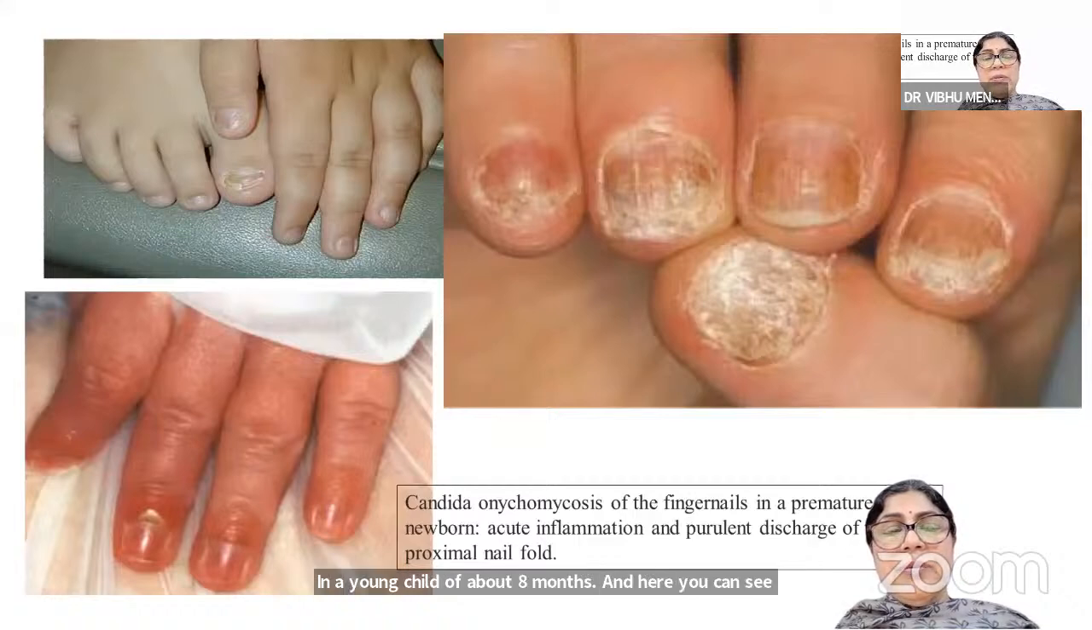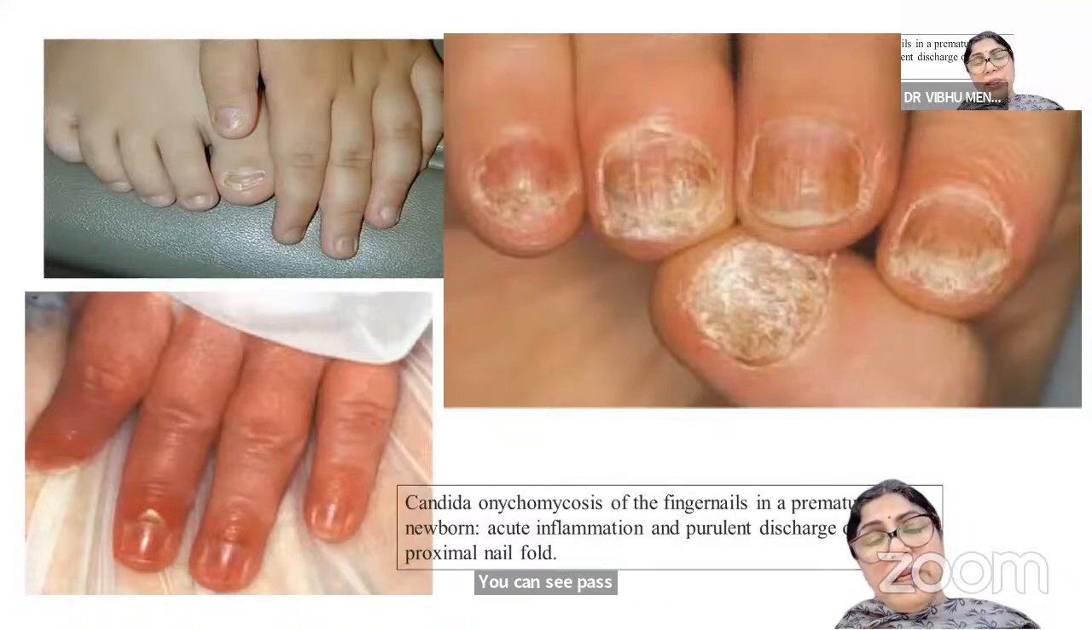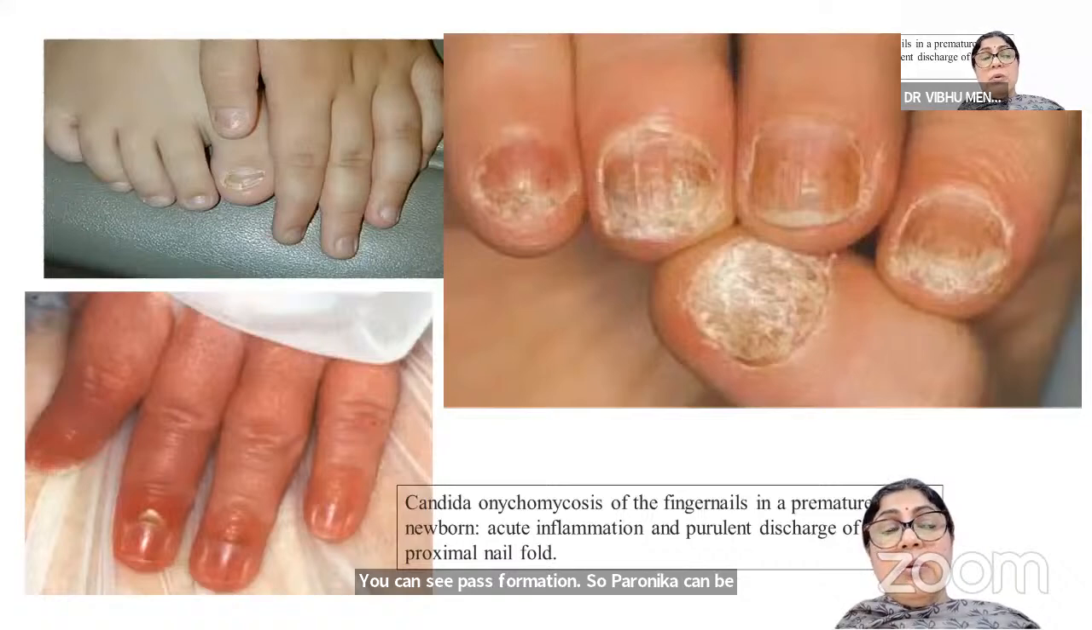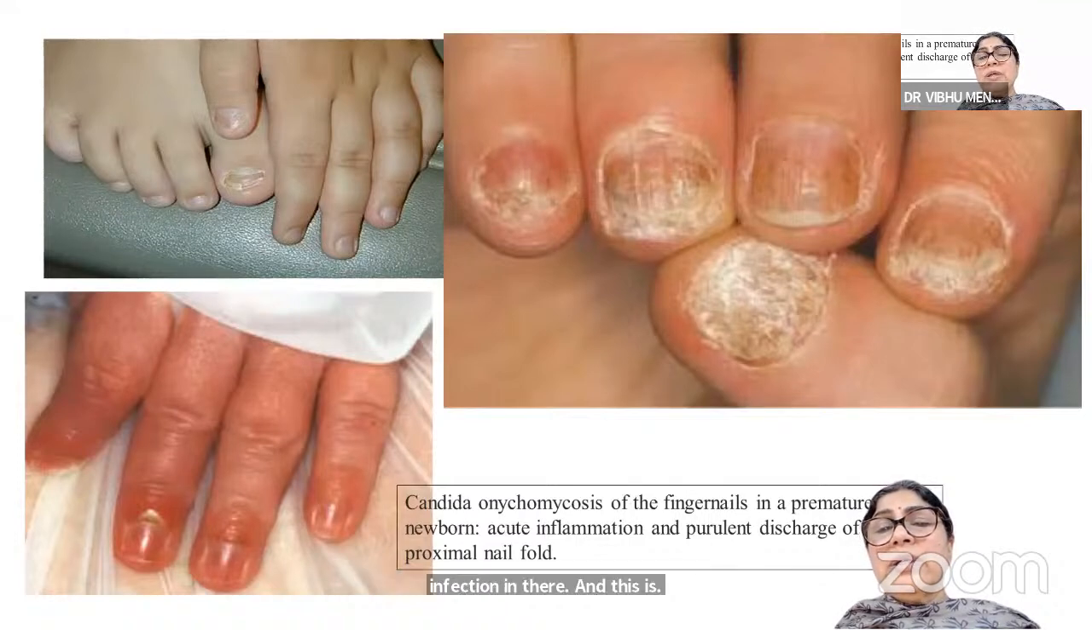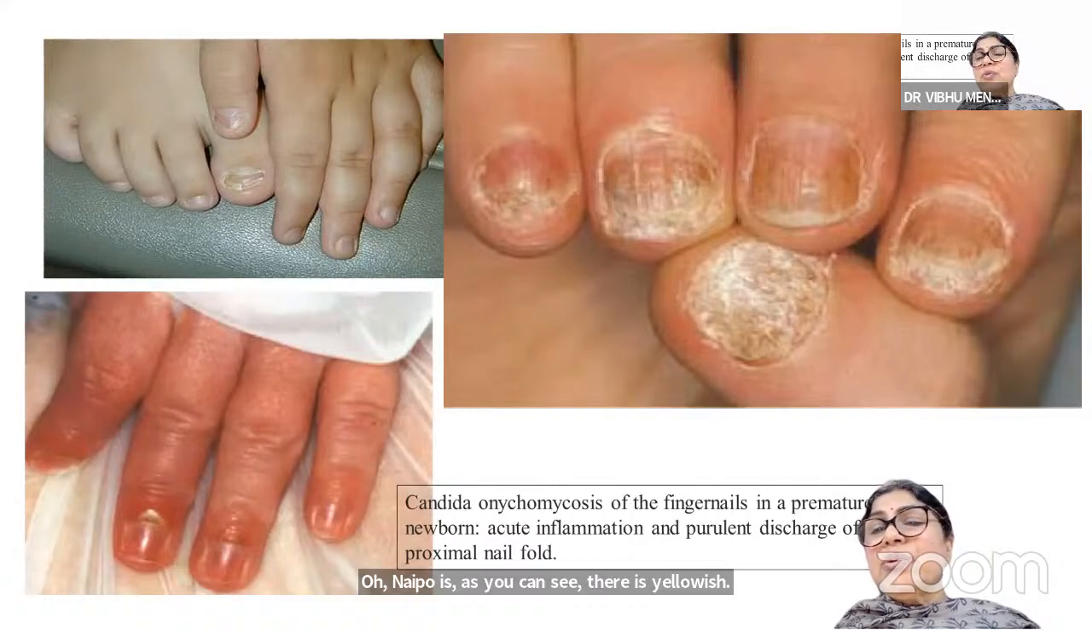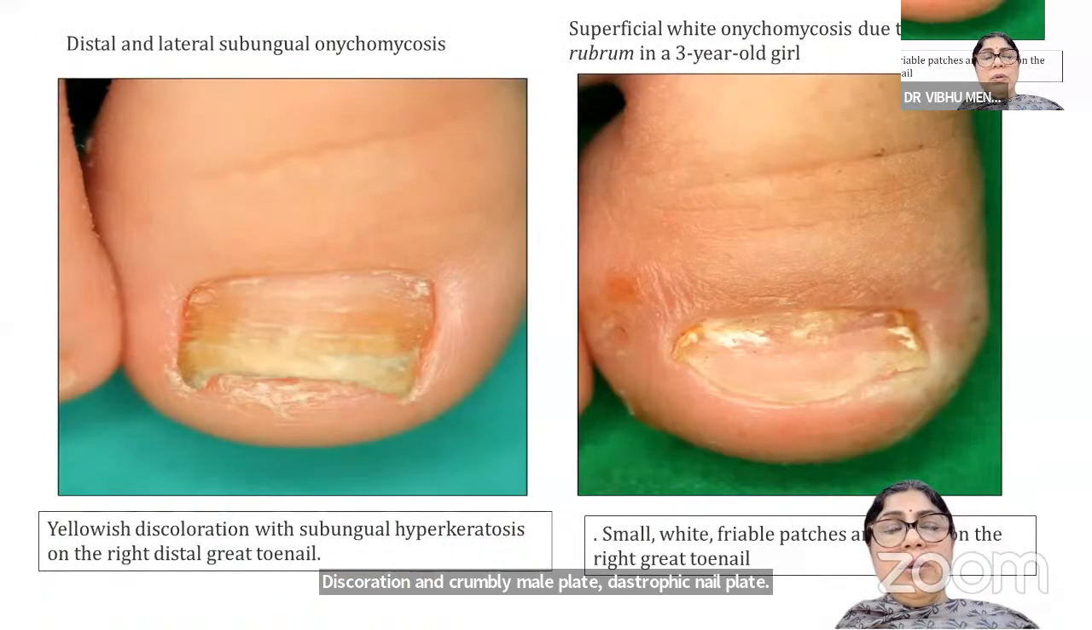You can see pus formation. So paronychia can be superimposed with acute bacterial infection. These two can coexist, Candida along with a staph infection in them. And this is onychomycosis. As you can see, there is yellowish discoloration and crumbly nail plate, dystrophic nail plate. So this is a sign of tinea unguium. Yellowish discoloration is very common.